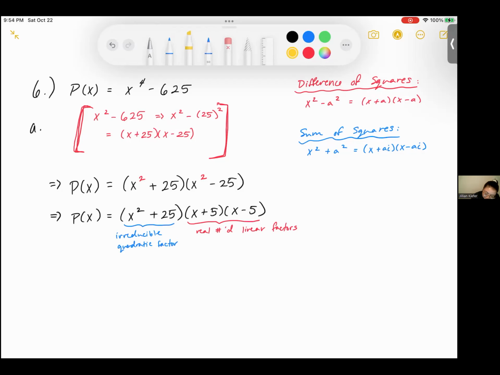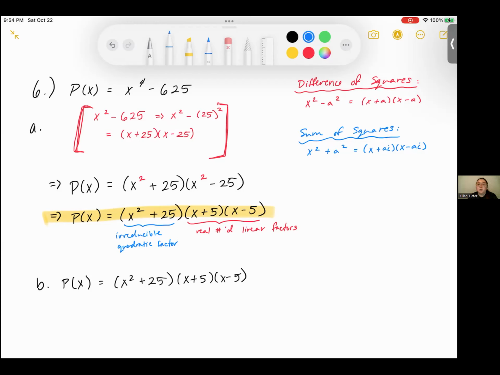So for part A, that is our answer because we don't want complex numbers. But in part B, we do. So in part B, you're just going to take your answer from part A, p of x is equal to x squared plus 25 times x plus 5 times x minus 5.